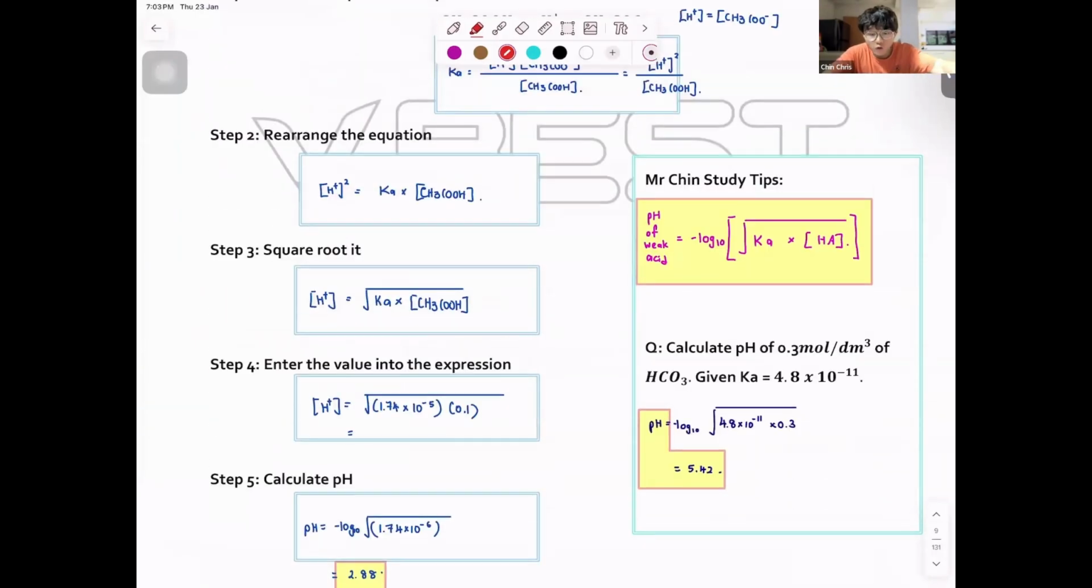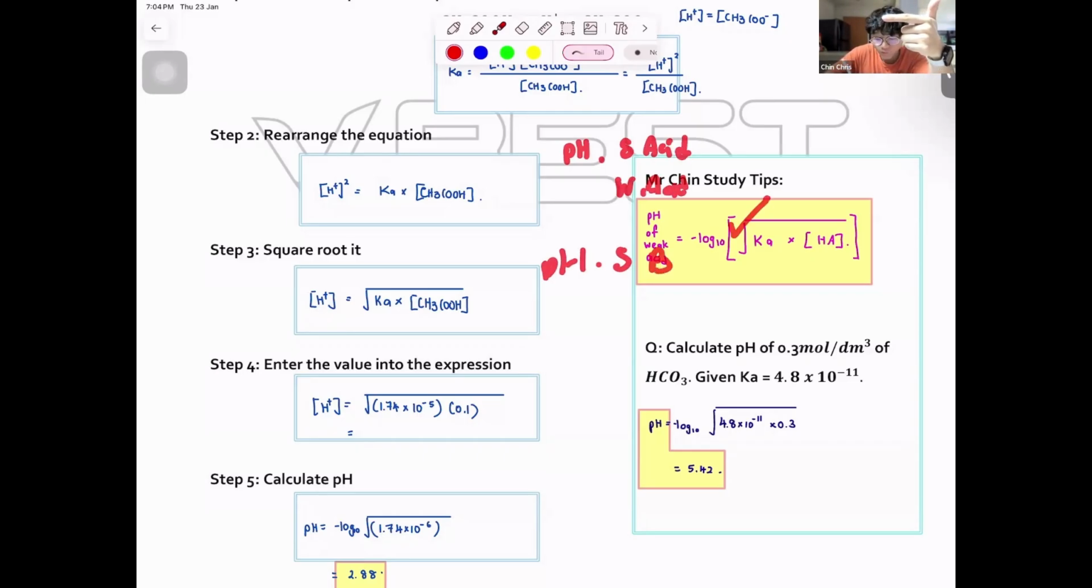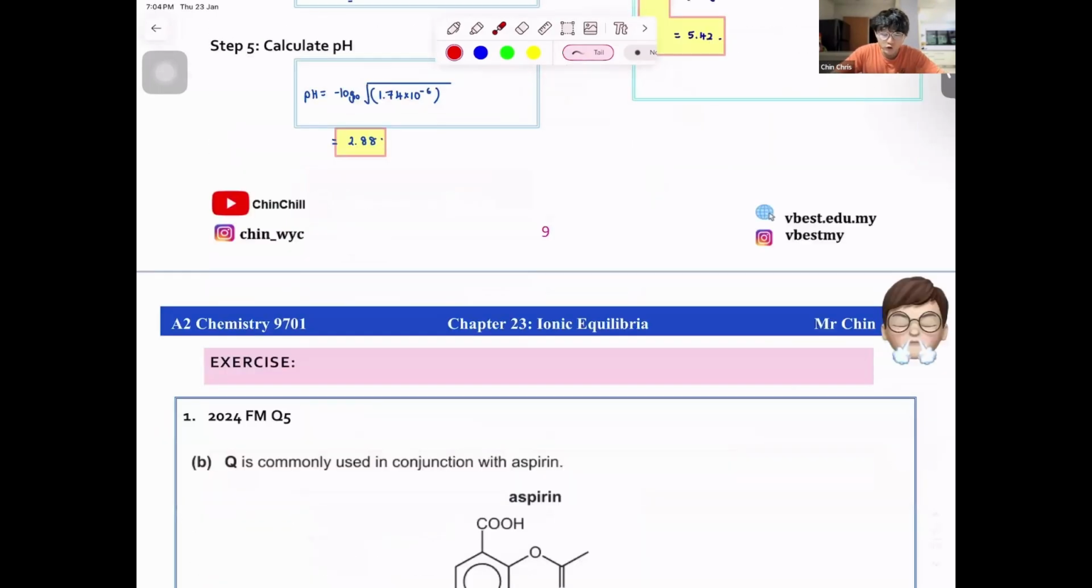So now let's see what we have done so far. We know how to calculate the pH of a strong acid. You guys know how to calculate the pH of a weak acid using this formula. Next, the pH of a strong base. And the pH of a weak base is not in the syllabus, so there's no need for you to know how to calculate it. That's what we have done so far, and also Ka and pKa.